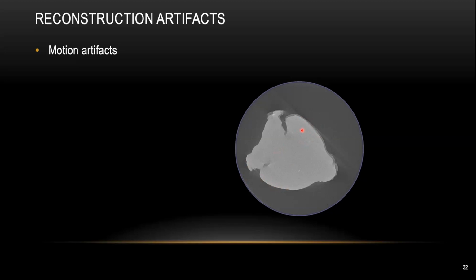Again, the motion can be any type of motion. It can also be some kind of thermal motion, or maybe the sample can shrink over time, and the shrinkage will also be considered another type of motion. So you want to make sure your sample will be stable and steady throughout the entire period of scanning time.